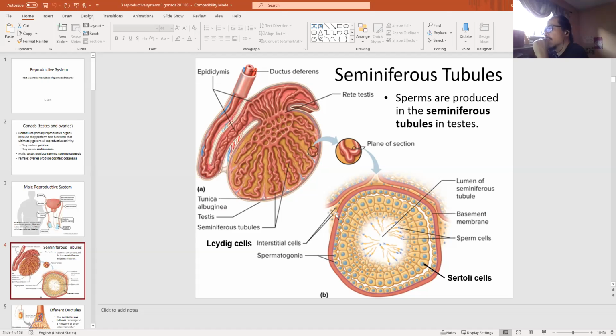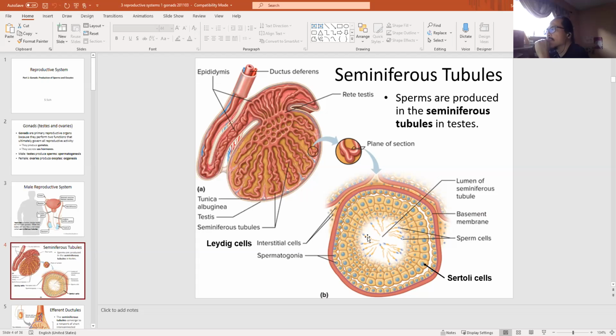We also have another cell. This is called the Leydig cell. It's also called interstitial cell, but I like to call it Leydig because interstitial is not very specific. You don't really know what interstitial is about. So it's also called Leydig cells, and these cells produce the hormone testosterone.